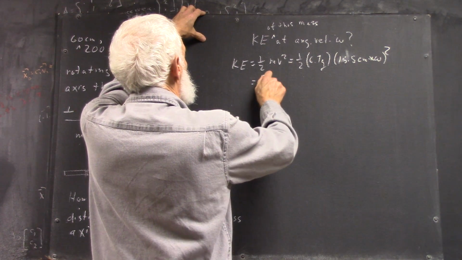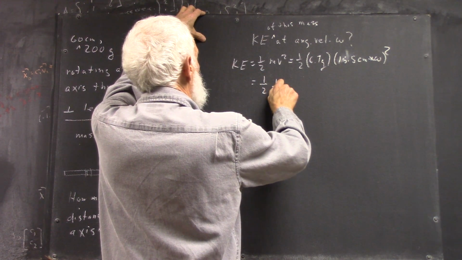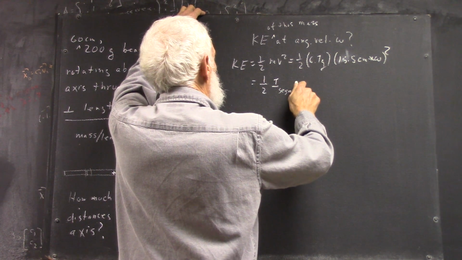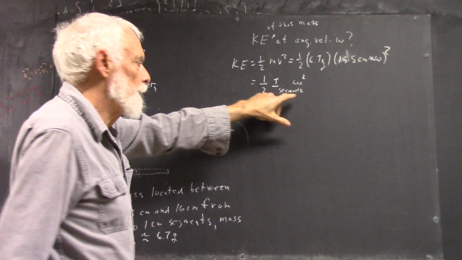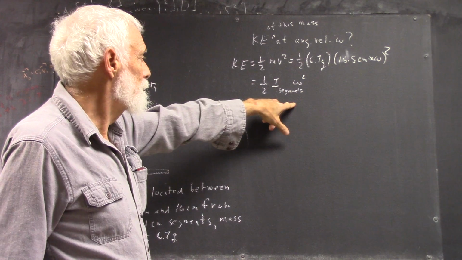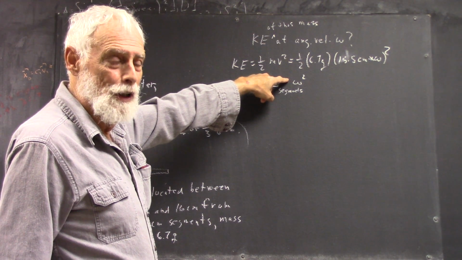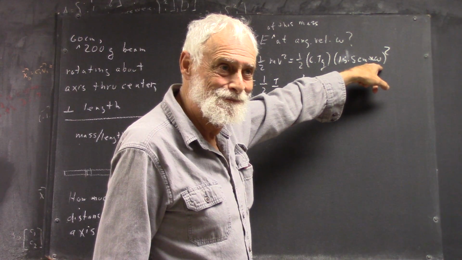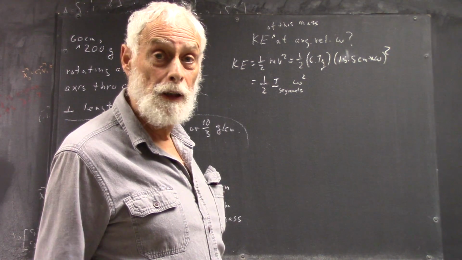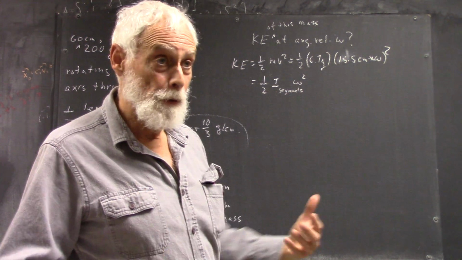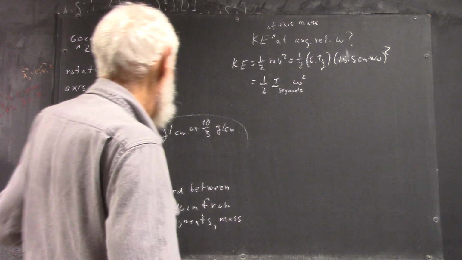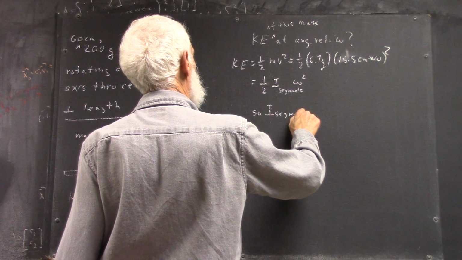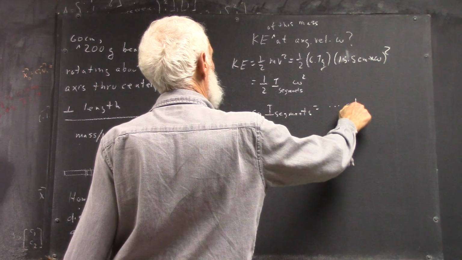And that equals one half I times, for the segments, times the omega squared, right? Well, you look what happens to omega. Squared here, it's squared here, it doesn't matter what omega is, as we saw last time when we did the problems, okay? So I'll let you finish that.